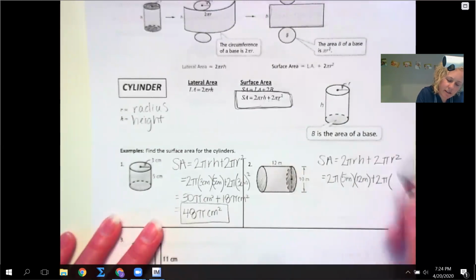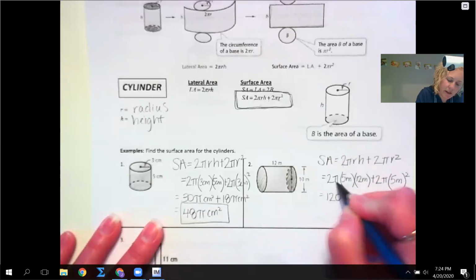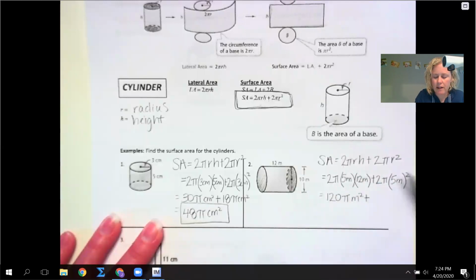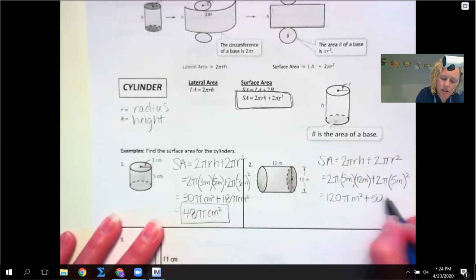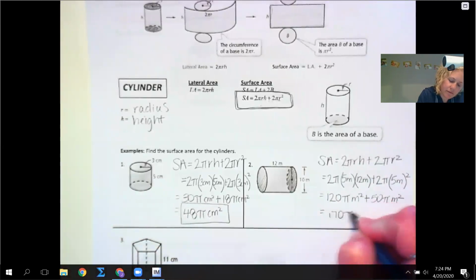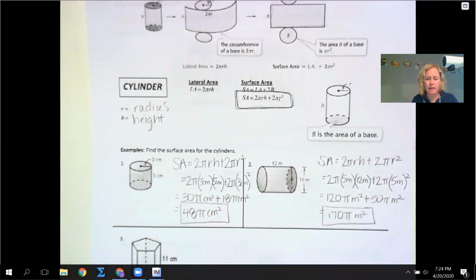Okay, and let's plug in our radius again. Okay, so 2 times 5 is 10. 10 times 12 is 120. There's a pi with it. Meters times meters is meters squared. Okay, here this is 25 times 2, or 50 pi meters squared. And then we can add those two together. 120 pi plus 50 pi is 170 pi meters squared. Okay? All right, so that concludes the notes for today.